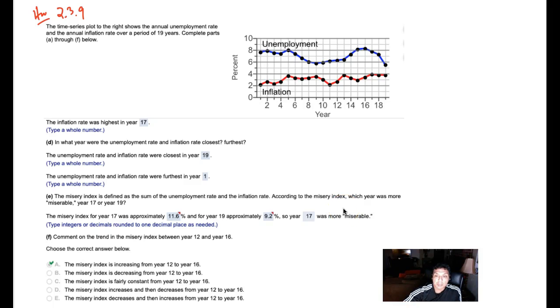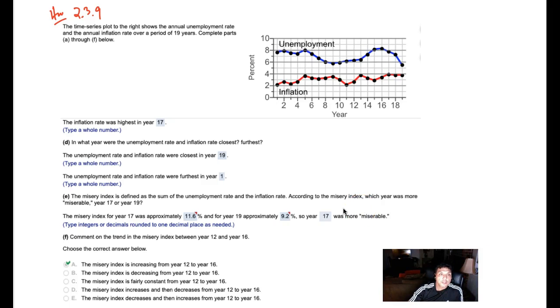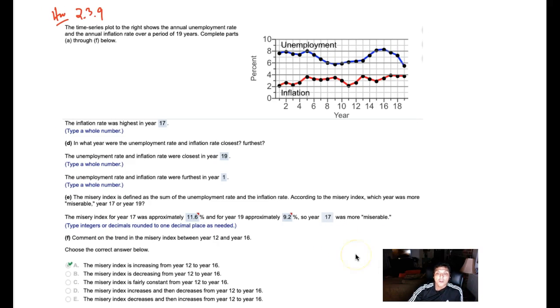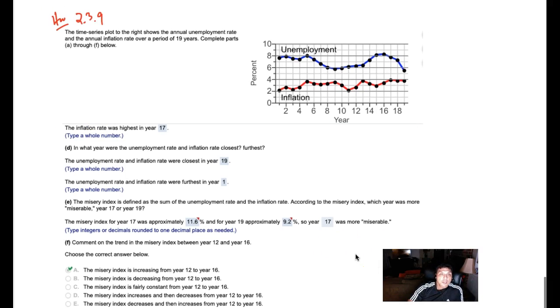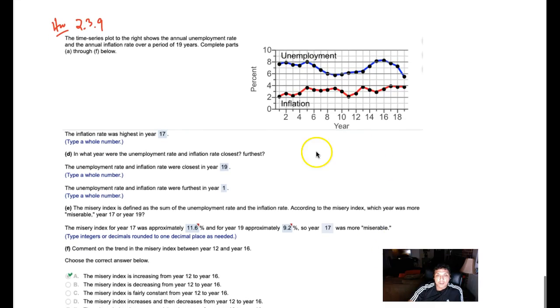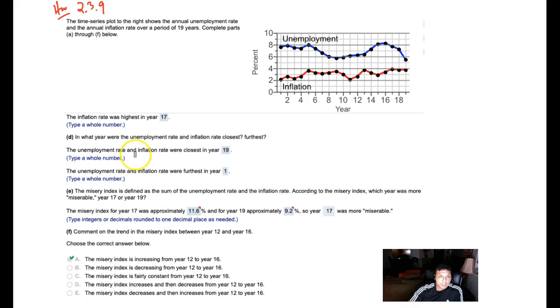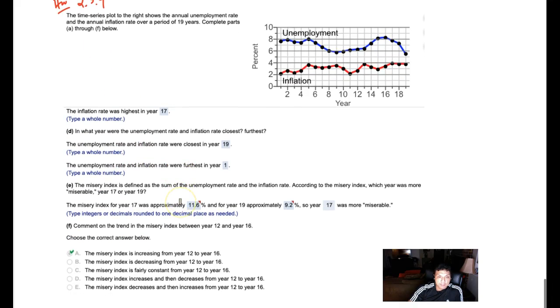So we're going to look at the chapter 2 online homework. This is problem 2.3, number 9. Looking at this one, it causes some confusion, not the graph per se, but just the topic. In this topic, we're talking about something called a misery index.